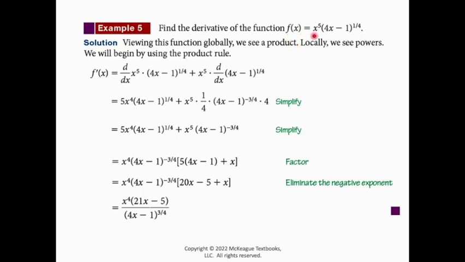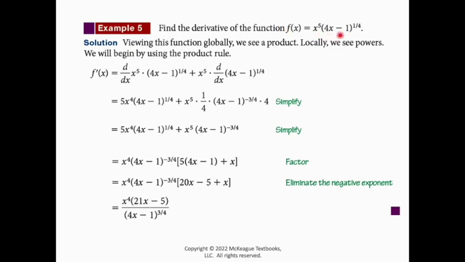So this function here is defined by the product of two other functions. So I have x^5, that's our first function. And then I have a second function here, which is (4x - 1)^(1/4). With this second function, in addition to being a product, we have an inner function here that's not just x to the 1/4. So this is why we're going to need to use the chain rule.